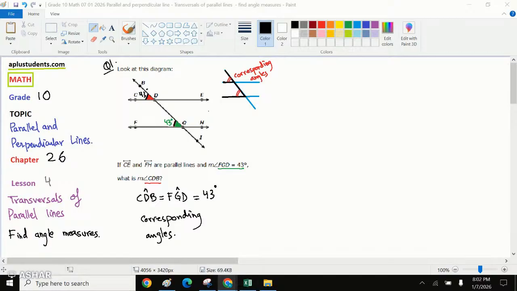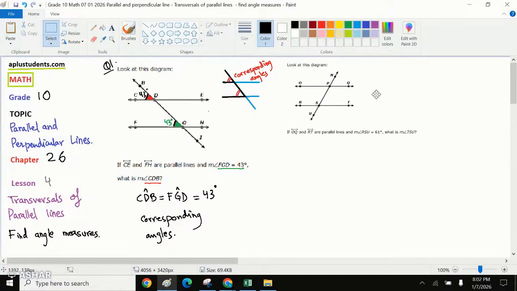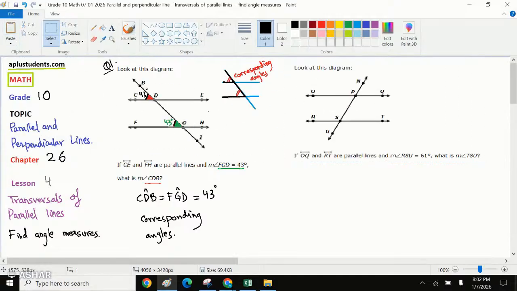The first question. Okay, let's look at the next question. Let me just copy the next question on the screen for you. This would be question number 2, and let's bring it down so that we have some space. The question number 2 states that we have a pair of parallel lines. We can always highlight the parallel lines. These two lines, OQ and RT, are parallel to each other.